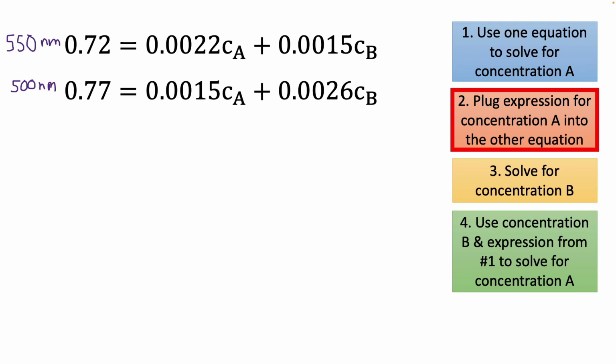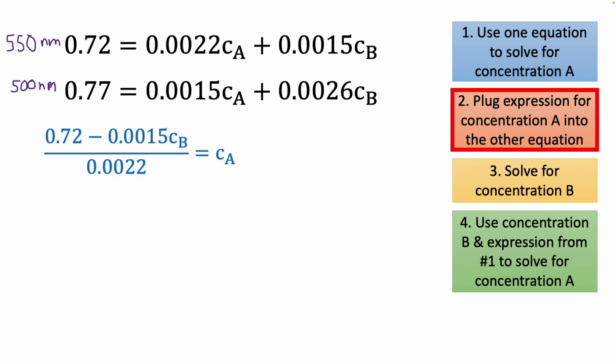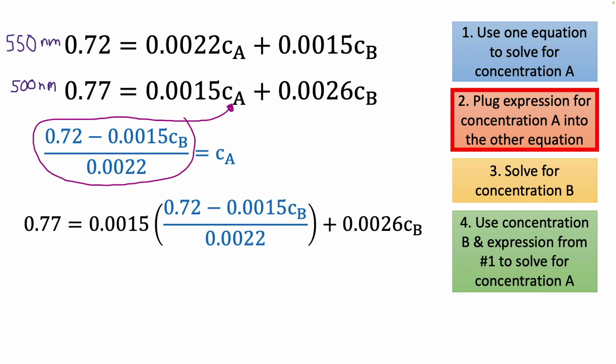Step 2 tells us to plug the expression that we just derived for concentration A into the other equation. By other equation, I mean whichever equation we didn't use in step 1. In step 1, we used the 550 nanometer equation. We derived this expression for the concentration of A. Since this is equal to the concentration of A, I can plug it into the 500 nanometer equation where it says concentration of A. Here you can see I've taken that expression in blue and plugged it in for the concentration of A. It's now in the parentheses here.